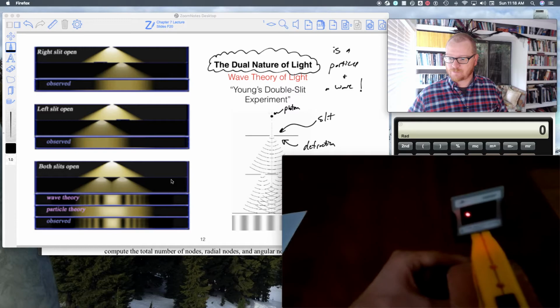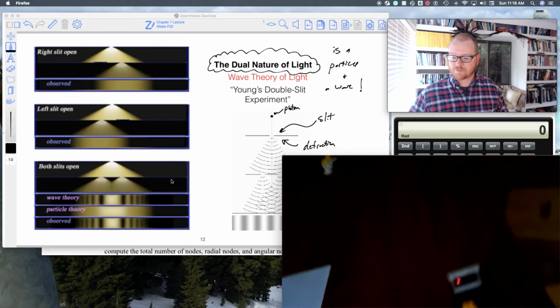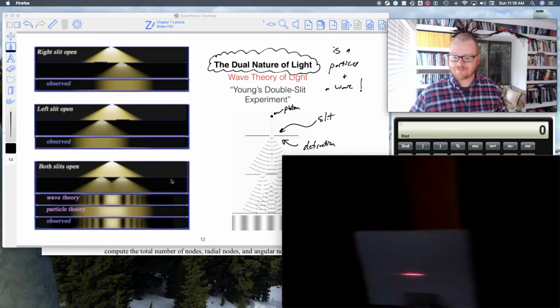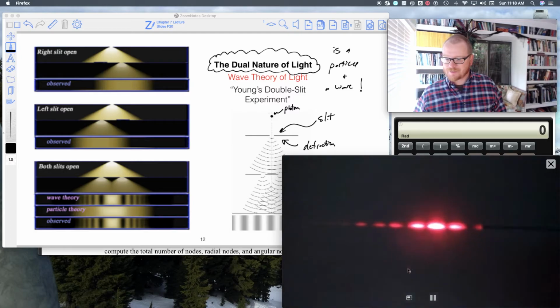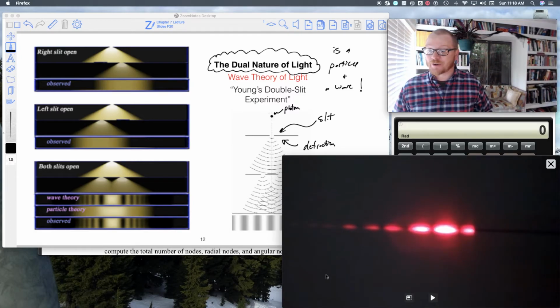Now, put a double slit in the way. So the laser light is passing through both of those slits. It's spreading out, it's diffracting. But when it gets over here, look at that. That's awesome. There is the interference pattern, right?